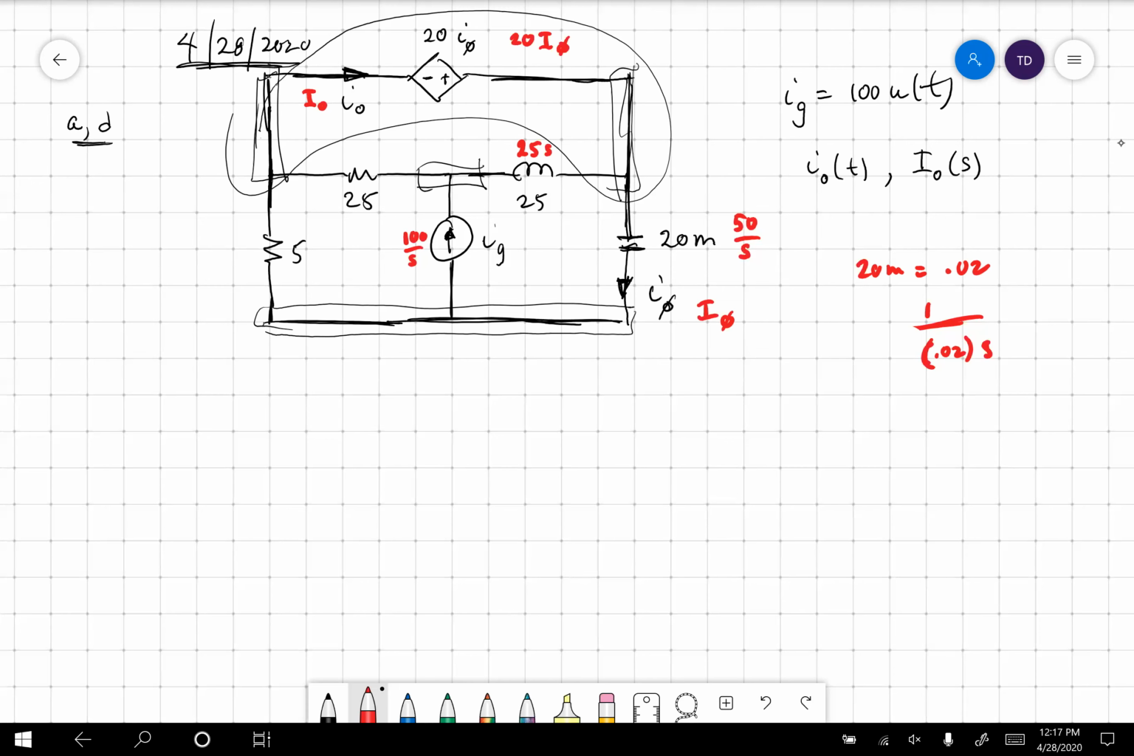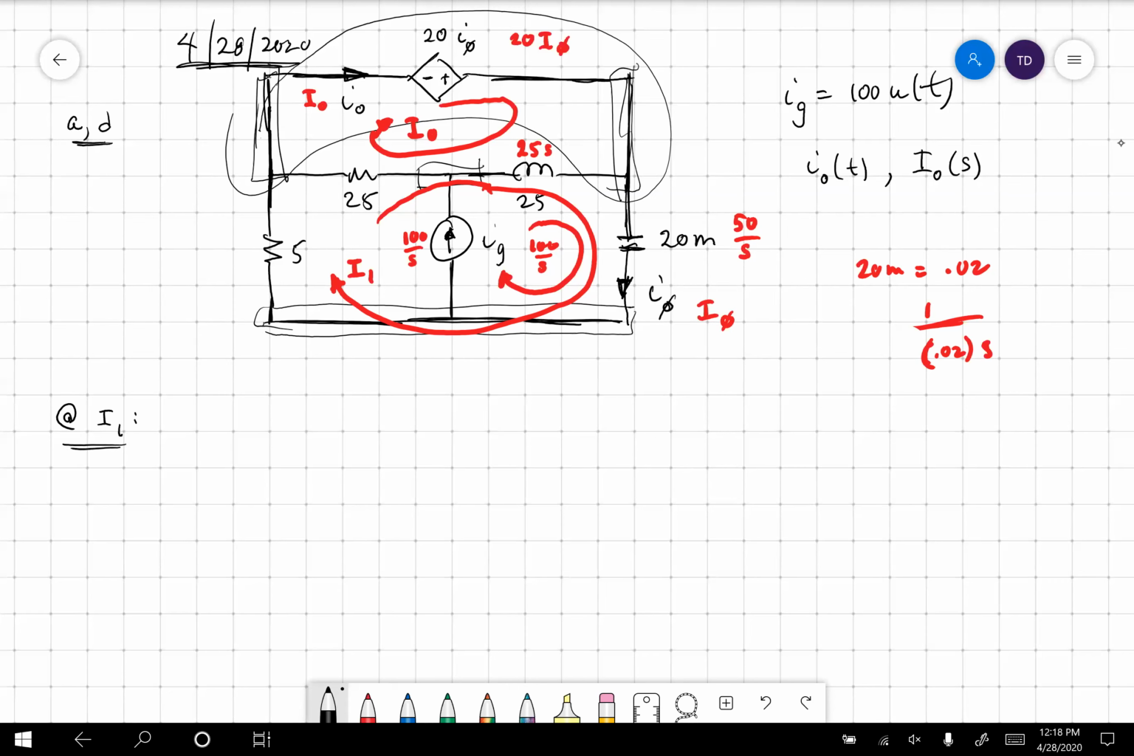So it looks like 1, 2, 3 elements this way, this way, this way, 3 elements. So I'm going to identify IG, and I'm going to do this with IG. But we said IG was, let's put it in there. It's 100 over S. And then I'm going to put this loop in here like this. And let's call that I1, and then this one around here, and that'll be my I0. Okay, so let's start to write the equations.